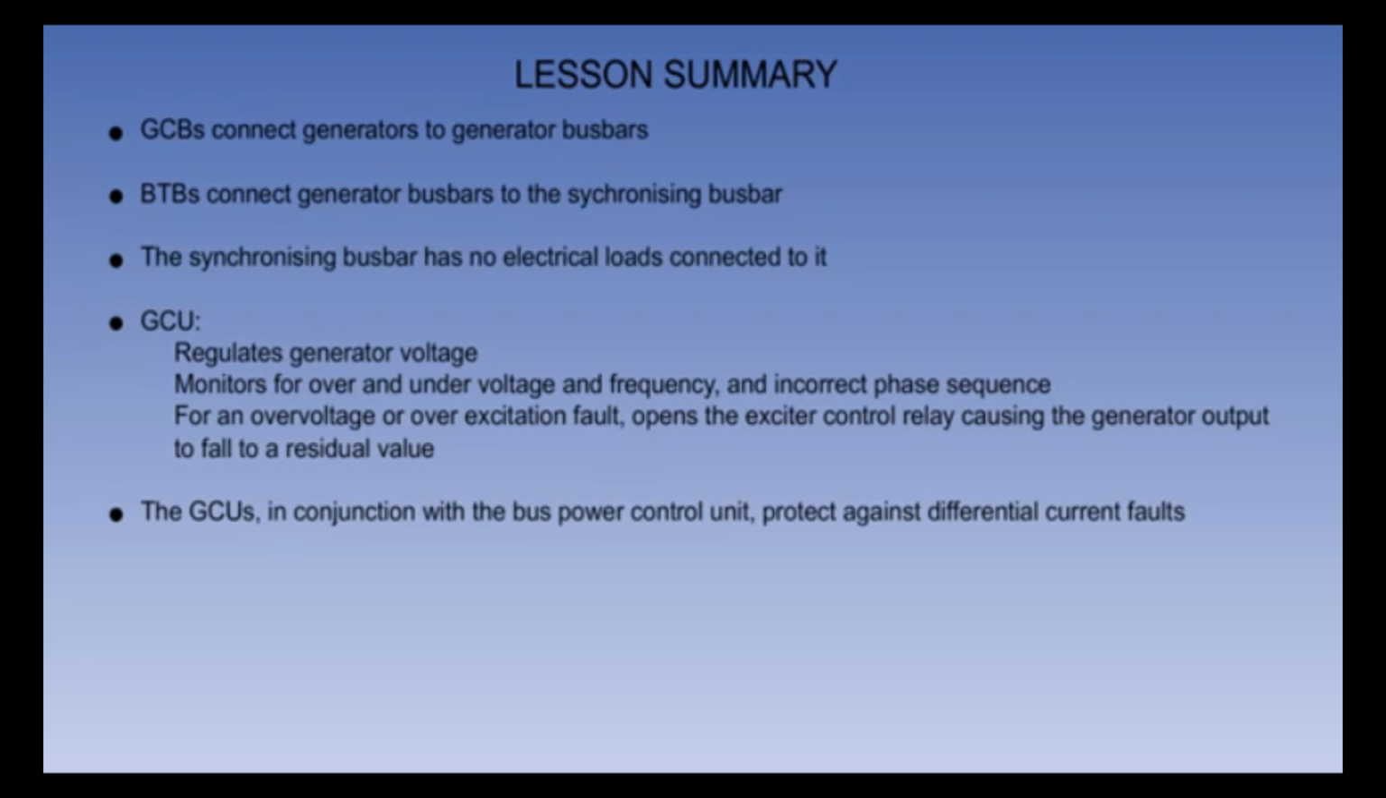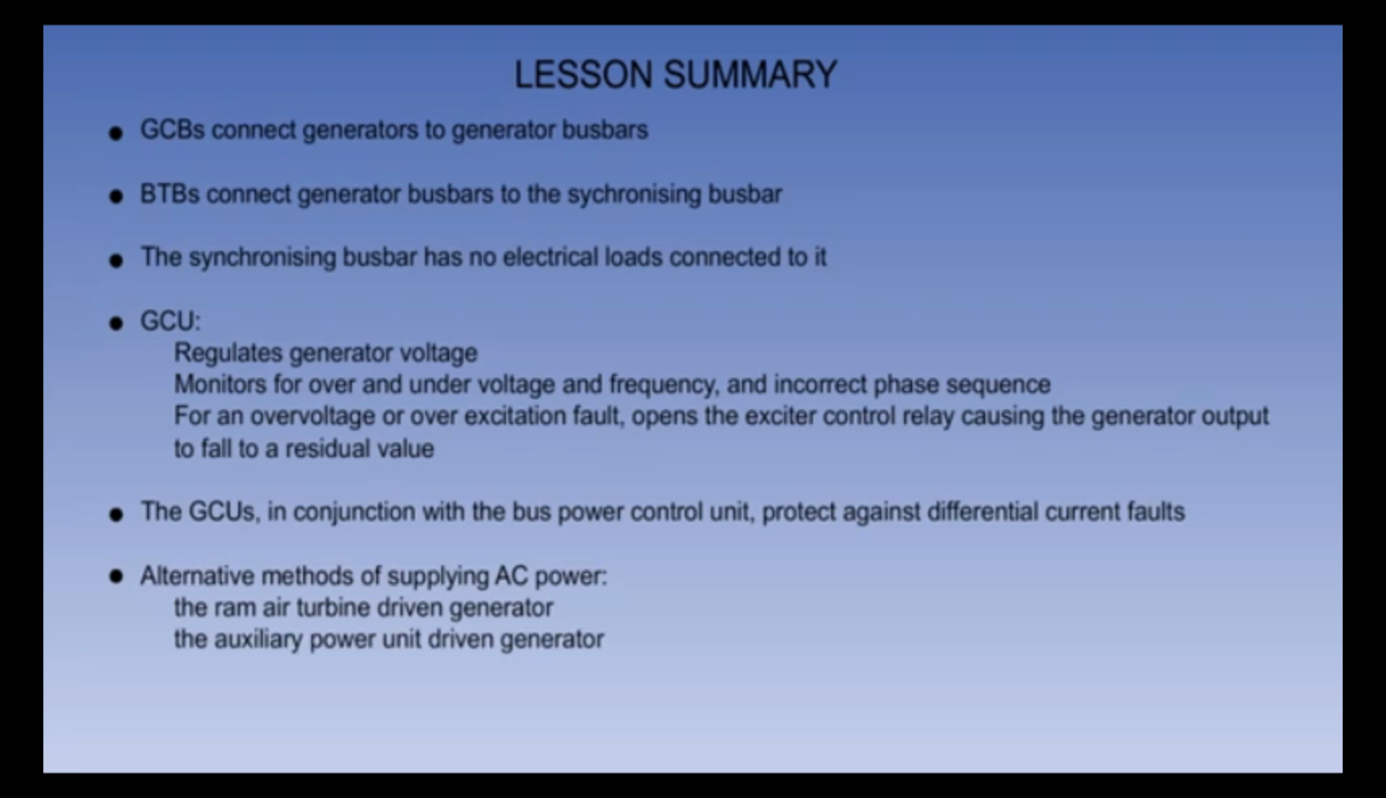The GCUs, in conjunction with the bus power control unit, protect against differential current faults. Alternative methods of supplying AC power are the ram air turbine driven generator, the auxiliary power unit driven generator, the hydraulic motor-driven generator, the static inverter, and on the ground, the ground power unit.